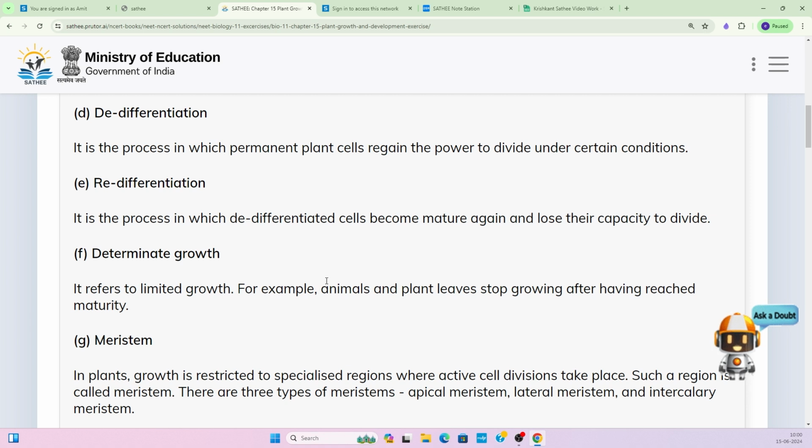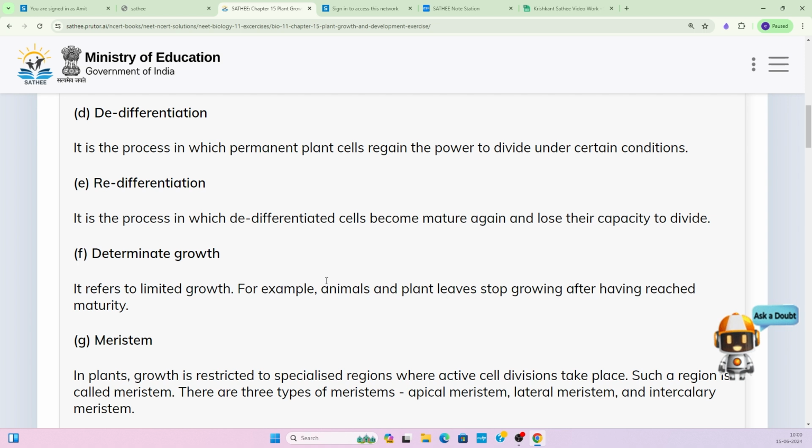They are returning back to their original form. Only under certain conditions are they in the division phase, but later when the condition is withdrawn, they again change to mature cells. So this is called the redifferentiation process.